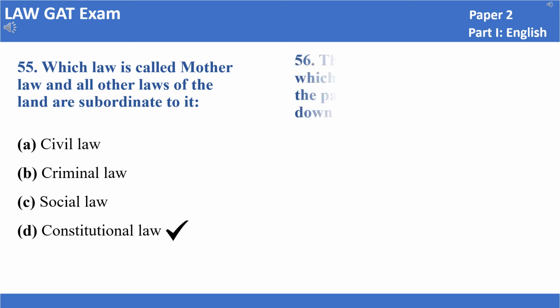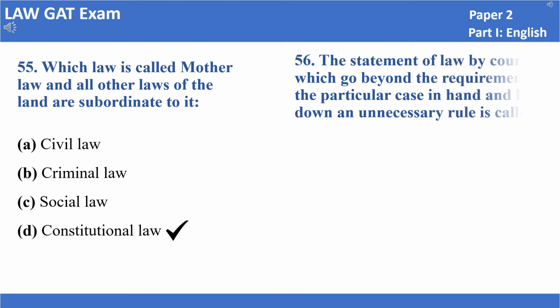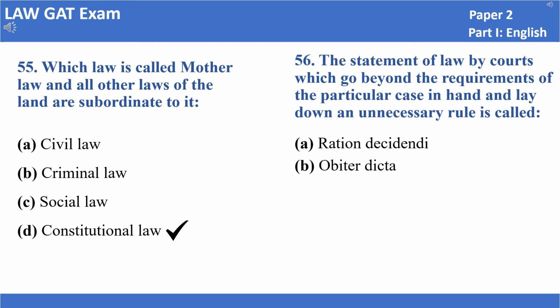The statement of law by courts which goes beyond the requirements of the particular case in hand and lays down an unnecessary rule is called option A, ratio decidendi, option B, obiter dicta, option C, res nullius, option D, res judicata. The correct answer is option B, obiter dicta.